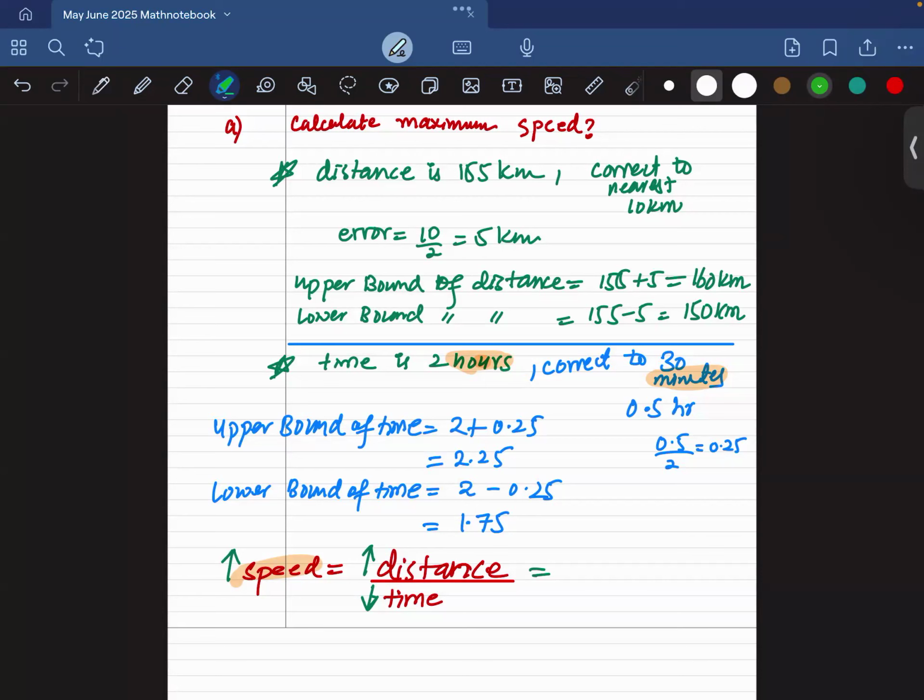तो अपर बाउंड ऑफ द डिस्टेंस इज 160 किलोमीटर and the lower bound of the time is 1.75 hours. तो हम लिखेंगे 160 divided by time. टाइम कितना होगा बेटा? टाइम होगा हमारे पास 1.75 hours. Tell me what is the answer बेटा? 160 divided by 1.75. So what is the answer? Sir, 91.428. तो इसका मतलब है 91.4 किलोमीटर per hour is the maximum speed this car can have.